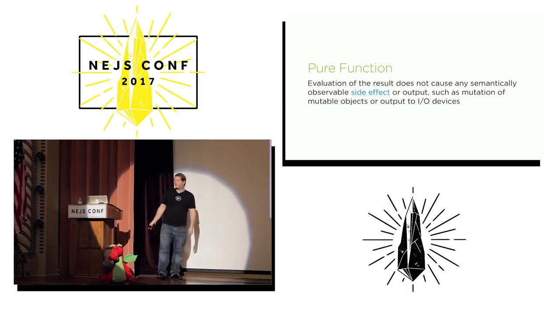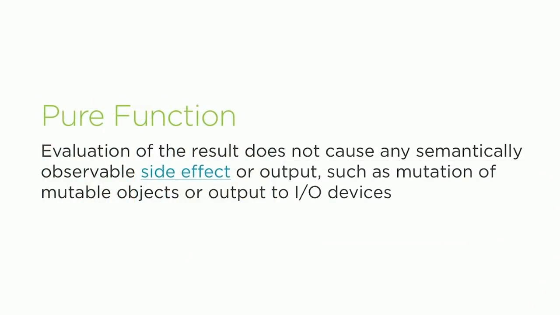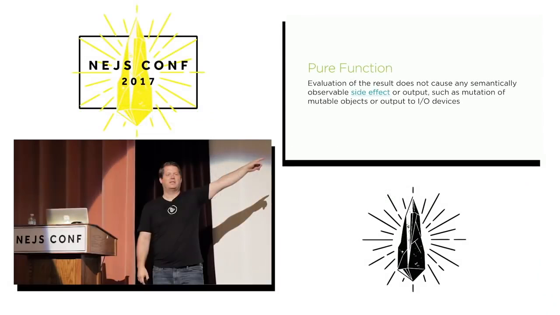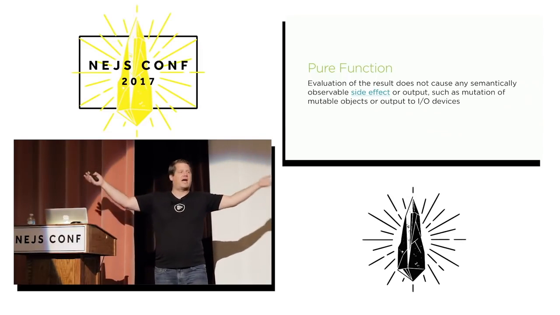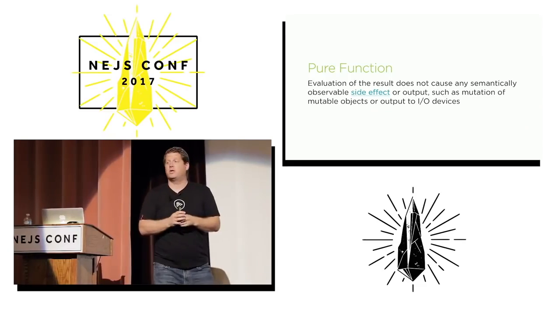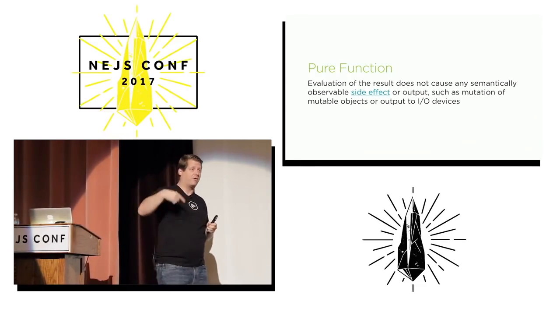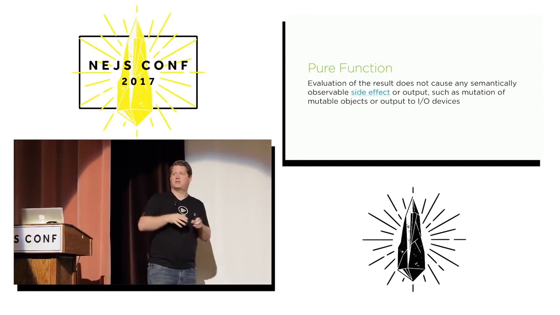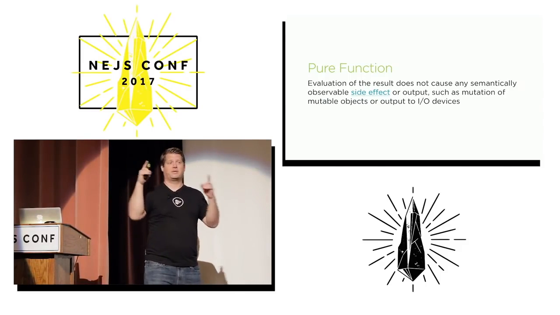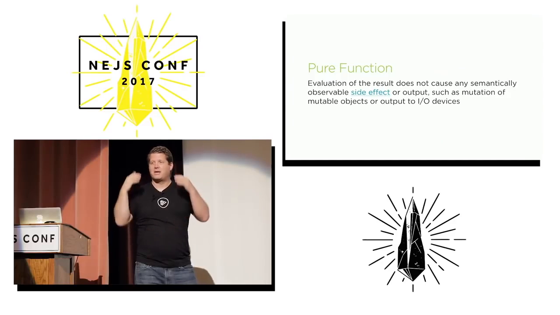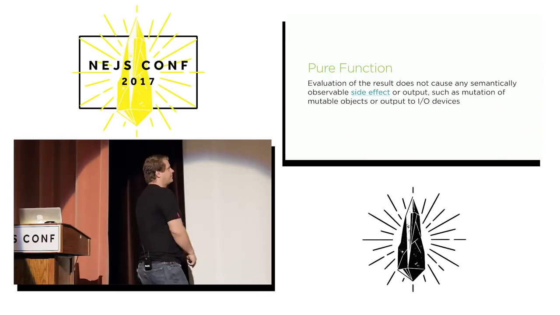The other thing for a pure function is this. Evaluation of the result does not cause any semantically observable side effect or output, such as output to I/O devices. Not everything's going to be pure. Not everything has to be pure. But in this case, when you're doing a map over an array, no side effects. Don't start writing to I/O every time you map. For a lot of different reasons, but the most important one for this talk is because it's one more thing you've got to pay attention to, and we don't want to have to pay attention to it.